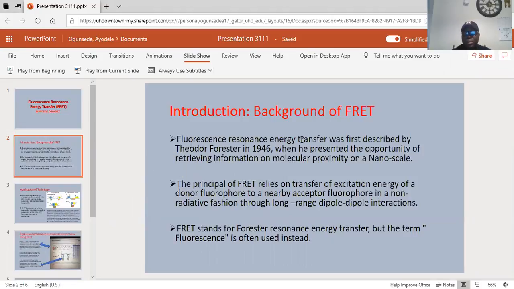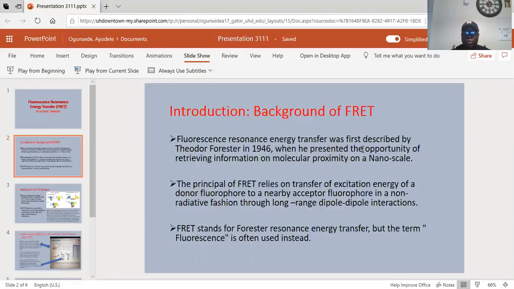Fluorescence resonance energy transfer was first described by Theodor Förster in 1946 when he presented the opportunity of retrieving information on molecular proximity on a nanoscale. The principle of FRET relies on transfer of excitation energy of a donor fluorophore to a nearby acceptor fluorophore in a non-radioactive fashion through long-range dipole-dipole interaction.